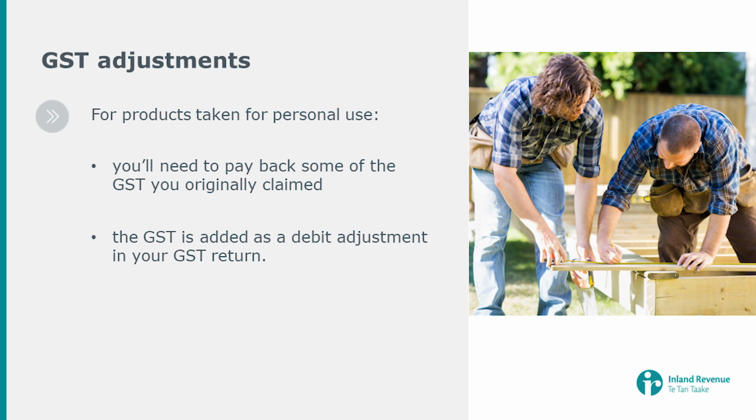For example, if a builder buys a load of timber for a job and then takes some home to build a deck, they'll need to pay back the GST on that timber. In this example, they originally claimed GST on all the timber purchased as a business expense and now need to work out the amount of GST on the timber used for their deck at home. The GST for the timber used privately is added as a debit adjustment in their GST return.